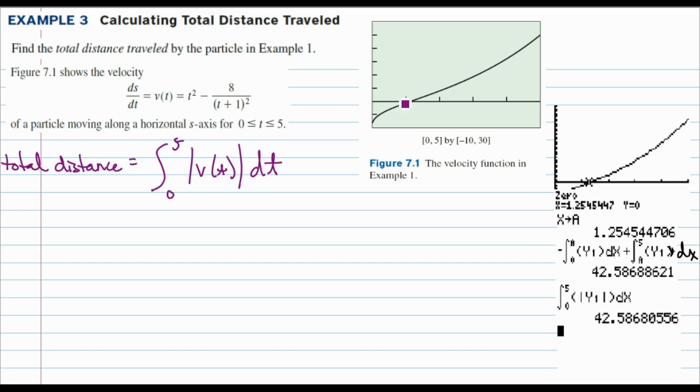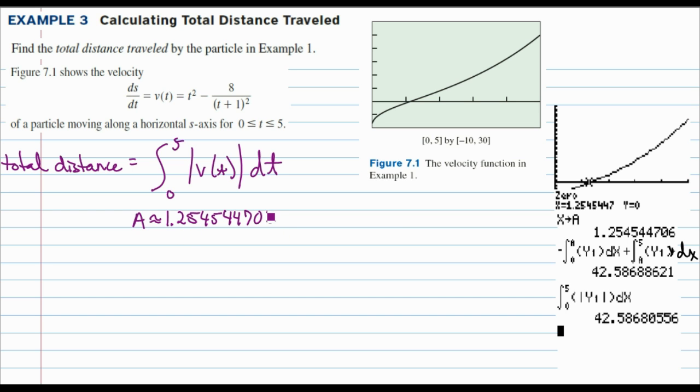First of all, if I'm trying to make this the absolute value, this negative area needs to turn positive. So I need to find that 0. So I found that 0 on my calculator, which is 1.2545447, whatever. And I left the cursor there, quit out of the graphing screen, and then I took x and stored it as a.